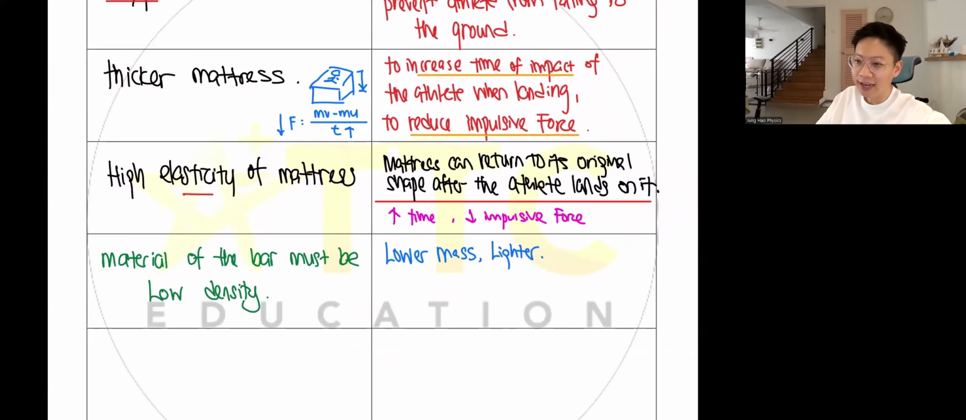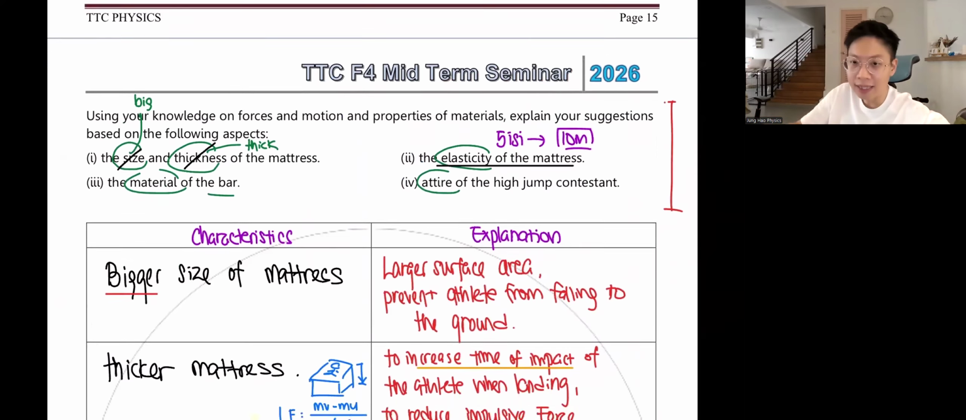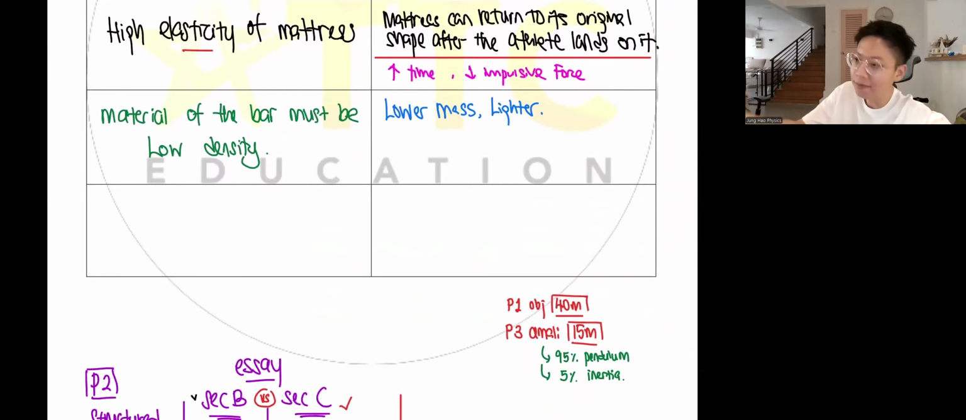Okay, then next, let's continue to the next part. So the last one will be the attire. Okay, guys, so attire macam mana?